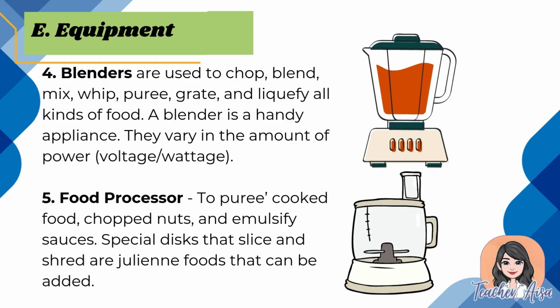5. Food processor, used to puree cooked food, chop nuts, and emulsify sauces. Special discs that slice and shred or julienne foods can be added. For our quiz, write true if the statement is correct and false if not.